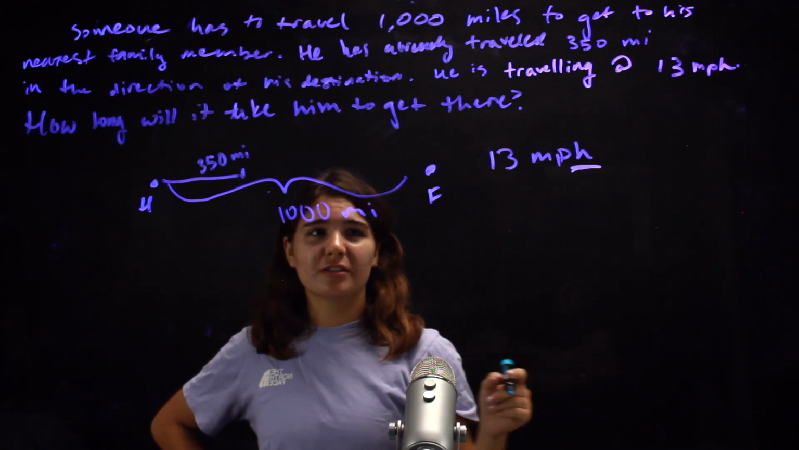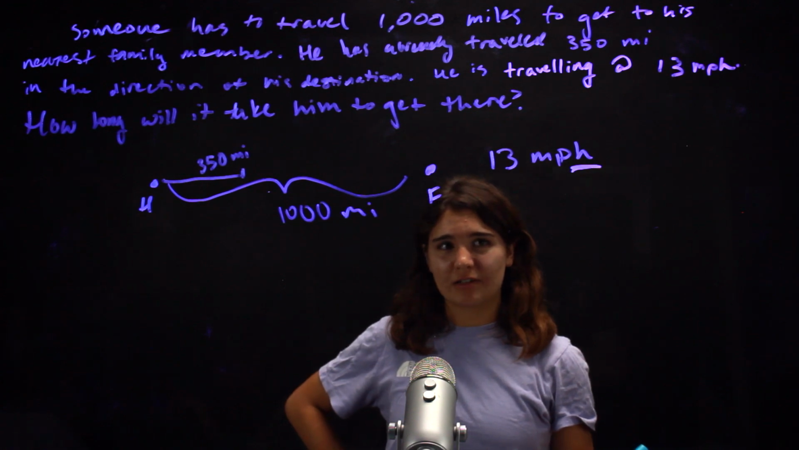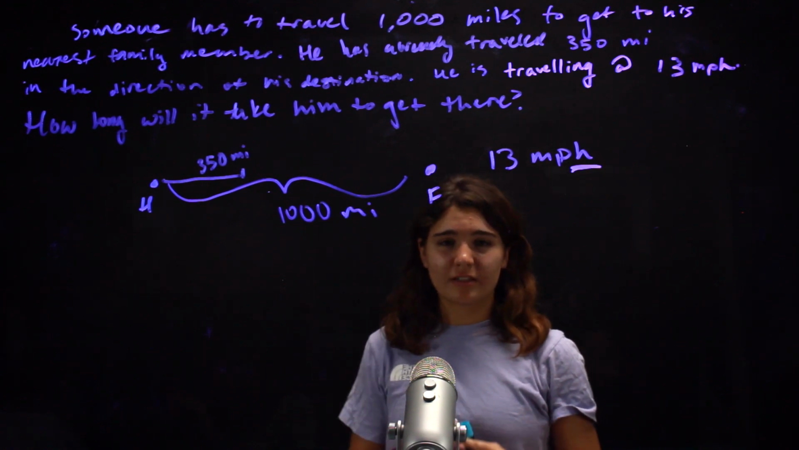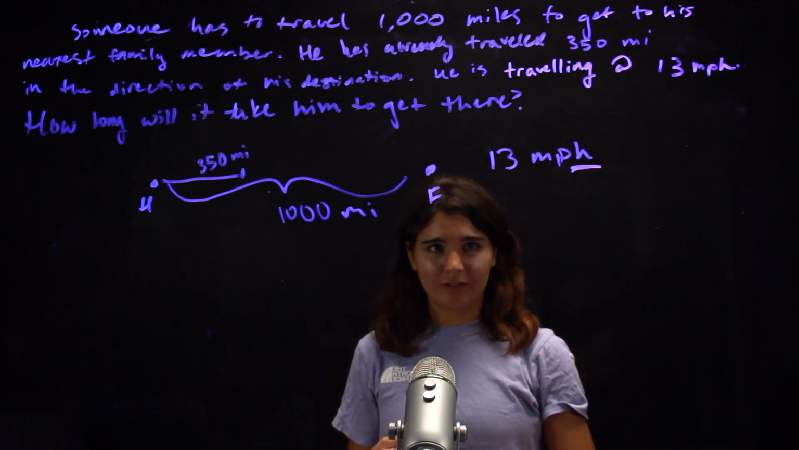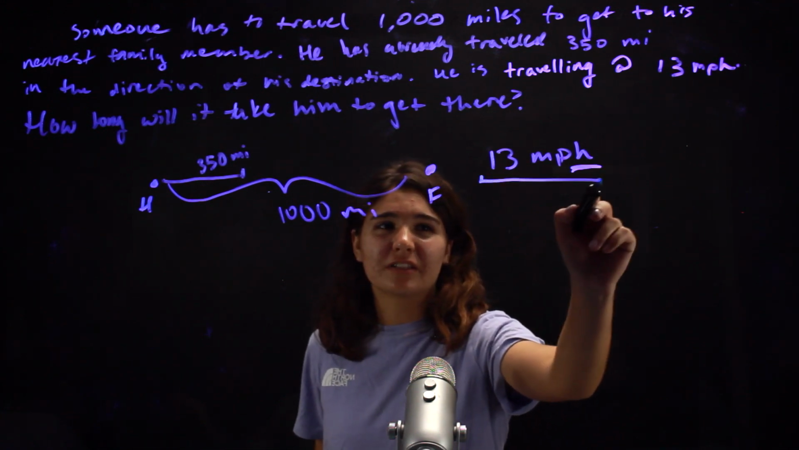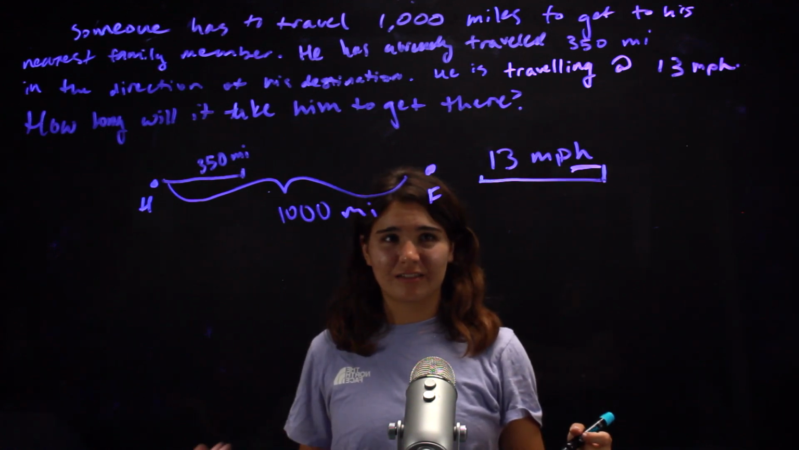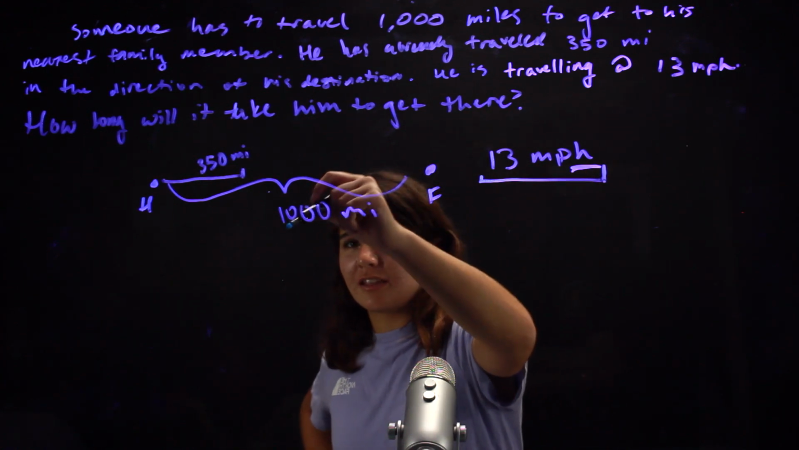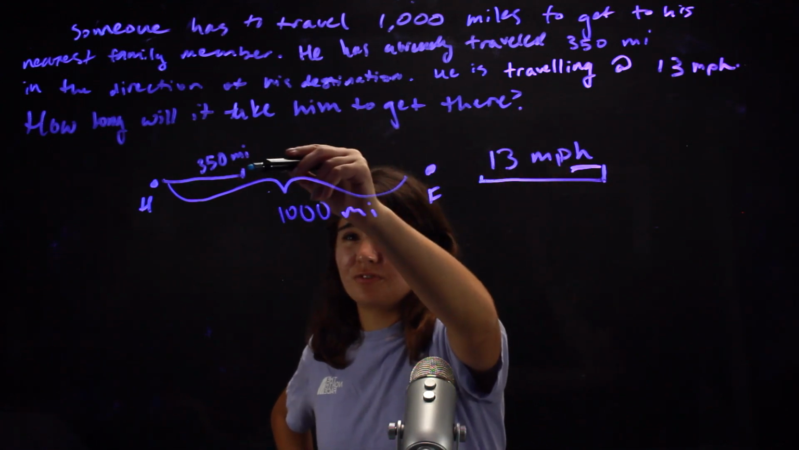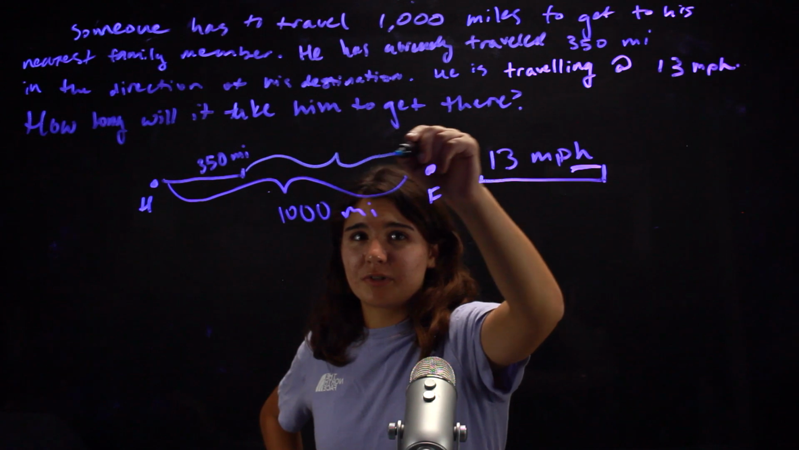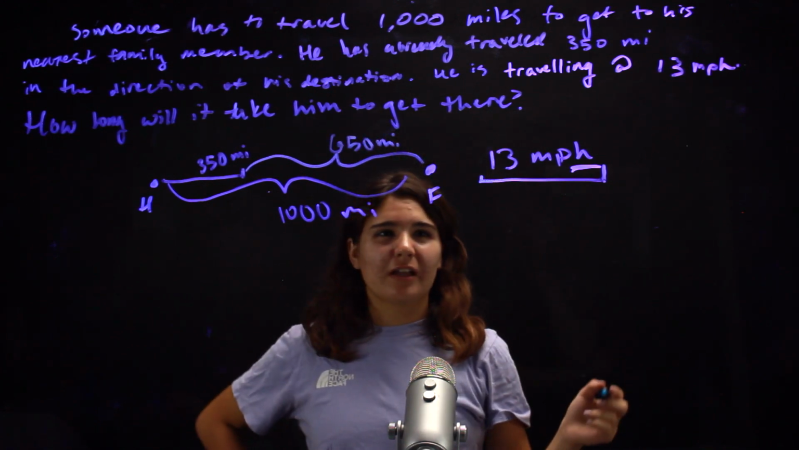What we need to know in order to solve how long it'll take for him to get there is the distance he has left and how fast he's traveling. And we already know how fast he's traveling. So all we need to do is get the distance that he has left. In this case, if this is 1,000, the total thing, and he's already traveled 350, then this rest of it is going to be 650 miles.